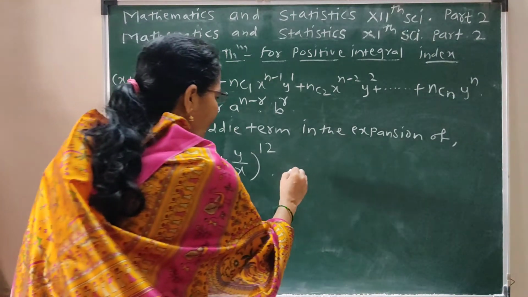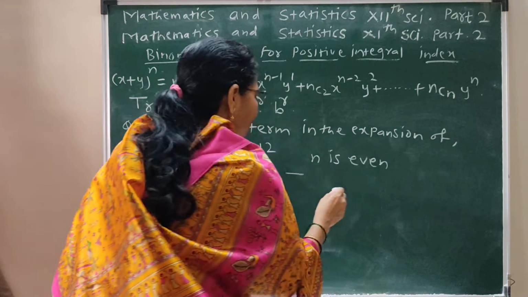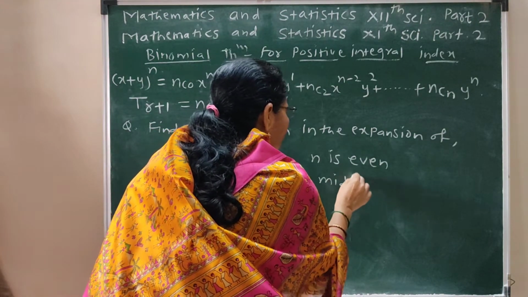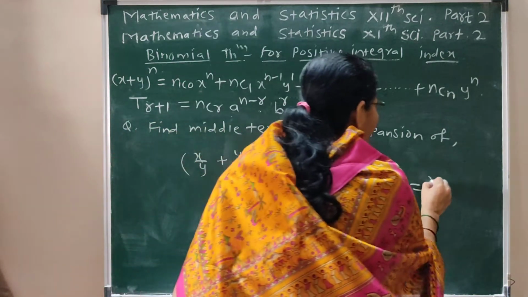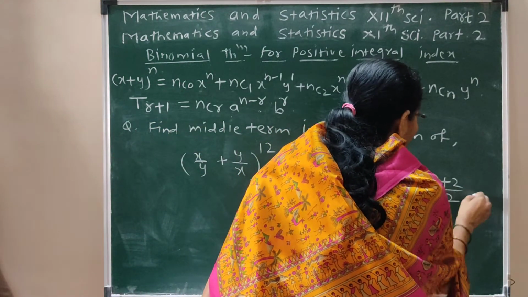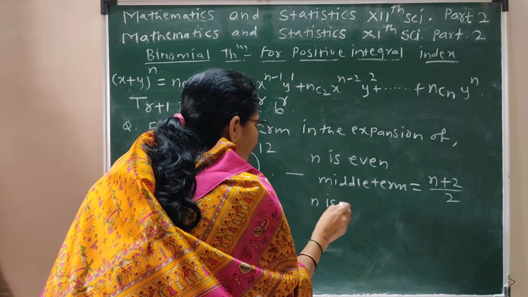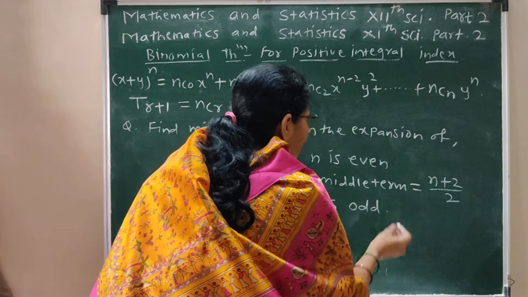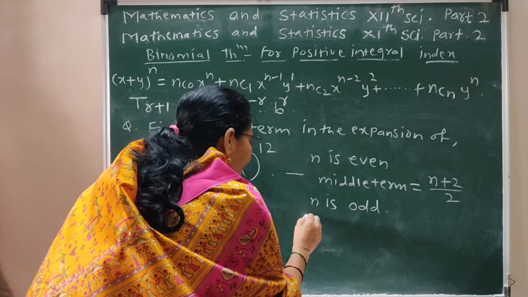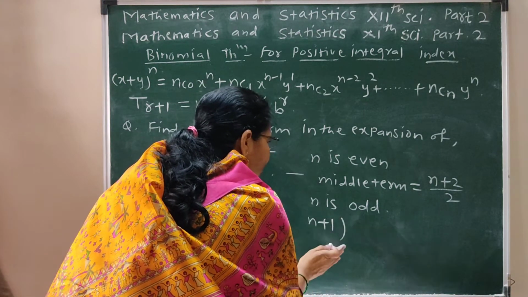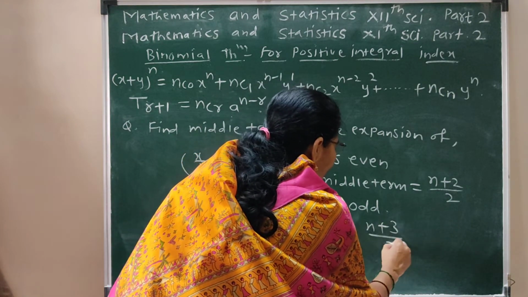Here there are two formulas. When n is even, the middle term is n plus 2 by 2. When n is odd, there are two middle terms, n plus 1 by 2 and n plus 3 by 2.